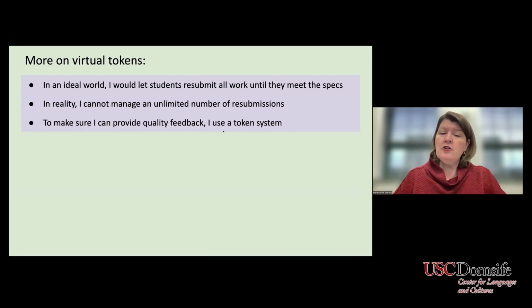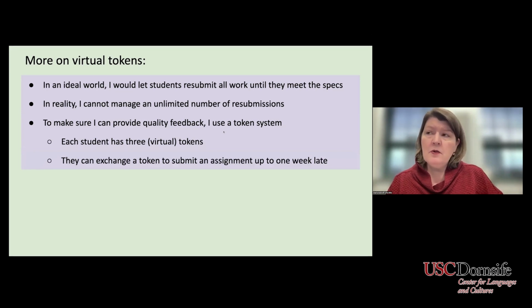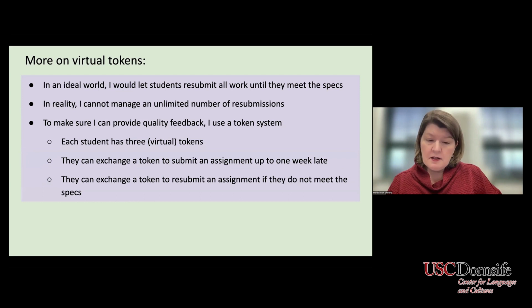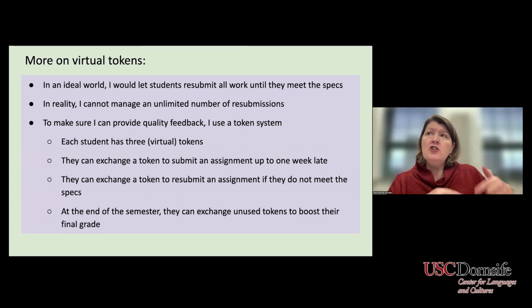So in order to make sure I can give them timely and quality feedback, I've used this token system wherein at the start of the semester, I give every student 3 virtual tokens. They can use a token to submit an assignment up to 1 week late. They can use a token to resubmit an assignment if they do not meet the specs the first time around. And actually, if they then don't meet it the second time, I don't require a second token. They can just keep submitting until they meet the specs. And then at the end of the semester, they can exchange their remaining tokens as a way to boost their final grade.